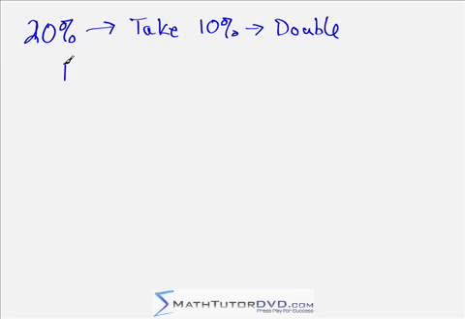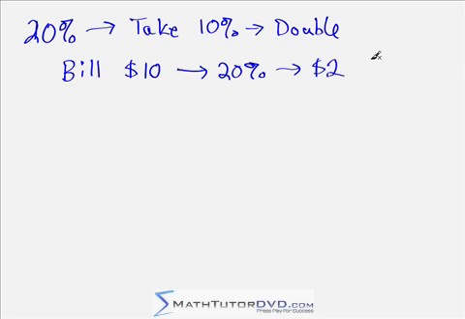Let's say the bill's $10. It's a cheap lunch. Bill is $10. So what am I going to do? If I want to do a 20% tip, first I need to calculate 10%. So if I'm going to calculate 10%, it's going to be $1, shifting the decimal. Doubling that, it's going to be $2. And that's the answer. That's a 20% tip.